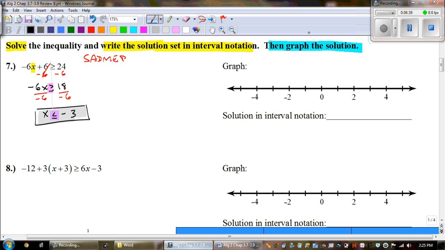So my graph over here is going to be x is less than or equal to -3. I don't think you have to rewrite that, but I do just so I know what I'm doing. So at -3, I am closed, and I'm going to shade to the left.